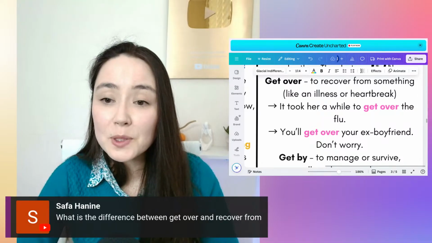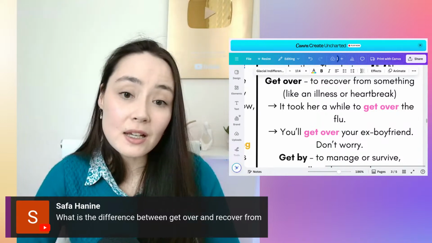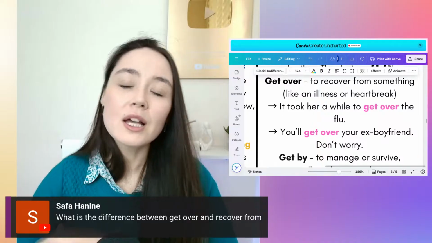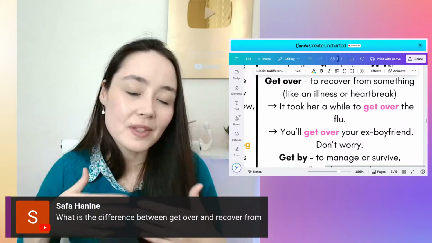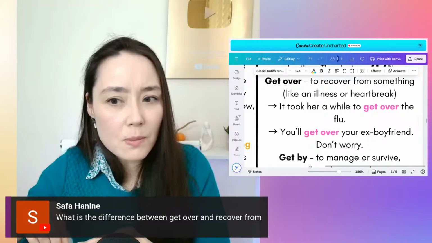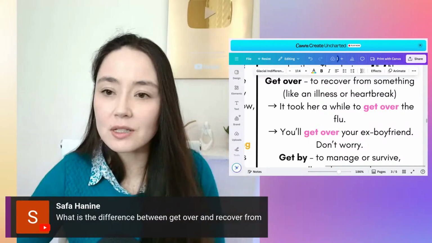Safa, what is the difference between get over something and recover from something? They have the same meaning. Remember, get and phrasal verbs in general are more informal. Casual, spoken English, you get over a cold. Recover from is a little bit more formal. And for bigger situations.